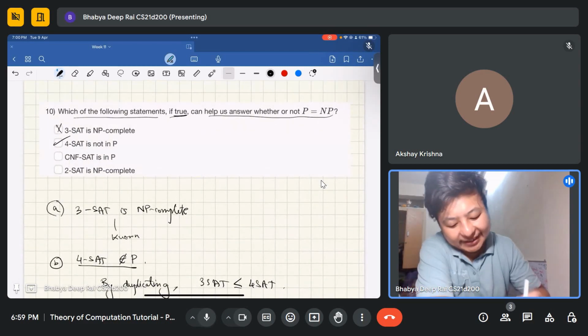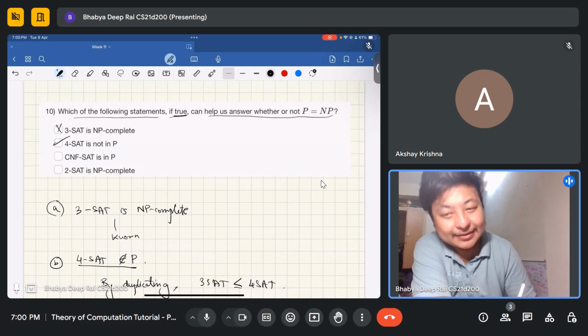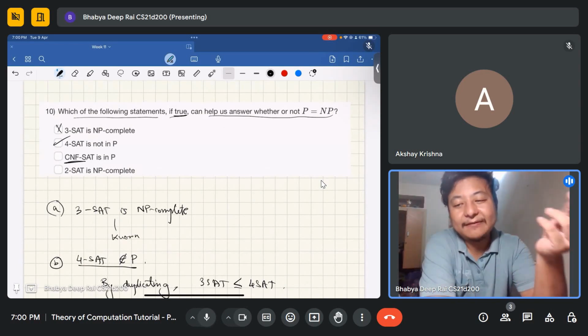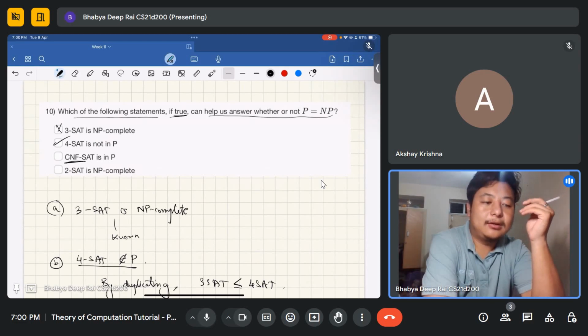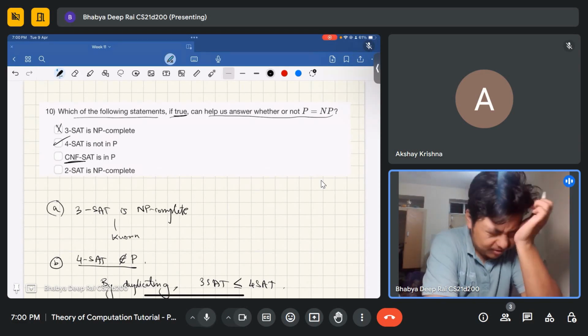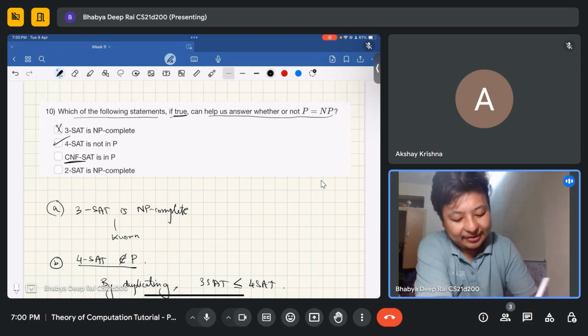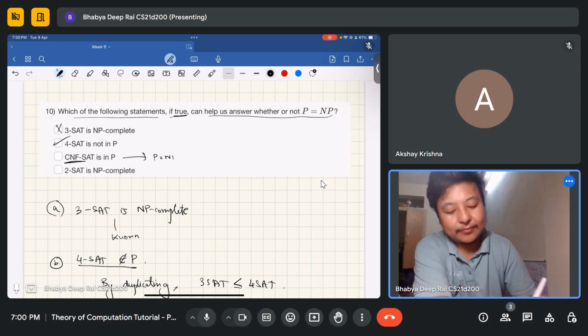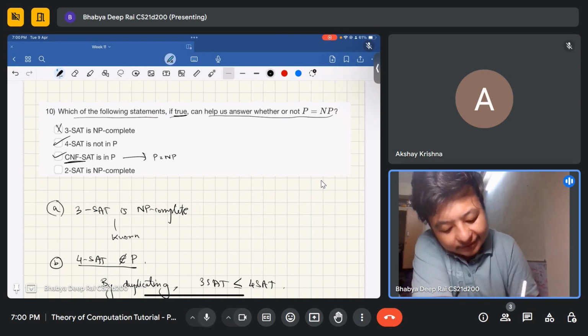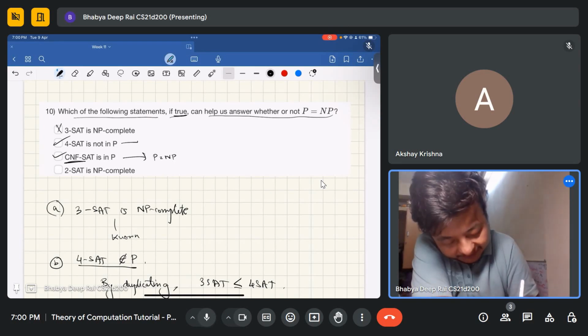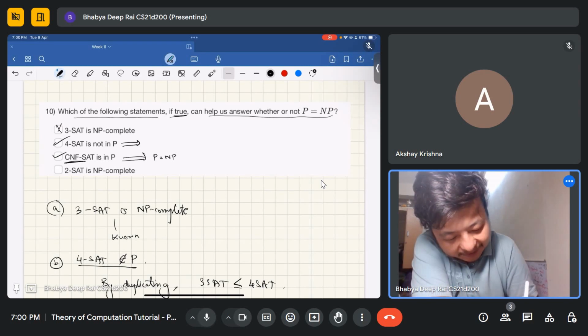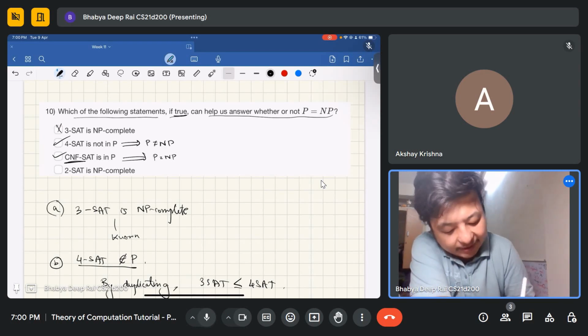Next, CNF-SAT is in P. CNF-SAT is: given a CNF, is it satisfiable? This is NP complete. So if an NP complete language is in P, then this would imply that P is equal to NP. So this helps in resolving that. Also, 4SAT not being in P would mean that P is not equal to NP, and CNF-SAT being in P would mean P is equal to NP.